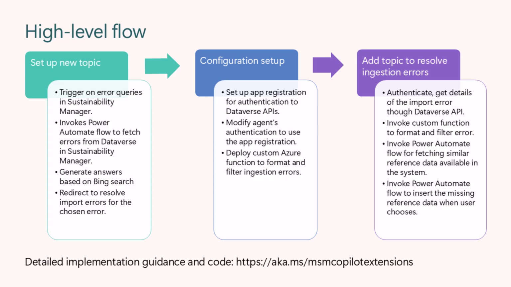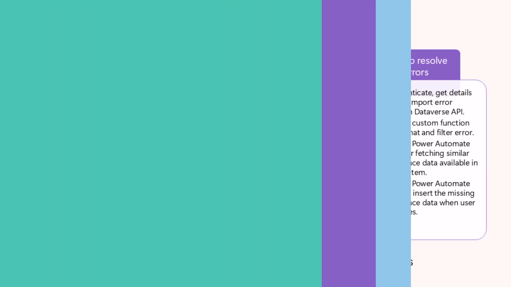Once the user chooses the error, a resolution is generated by using Bing Custom Search. If the error is an import error due to missing reference data, an option is presented to the user to investigate it further. In the second topic, we address the resolution of the ingestion errors. However, there are certain prerequisite steps here as shown in the slide. We will also see all of these details in the demo.